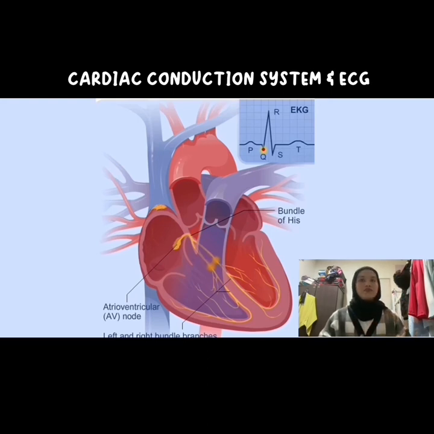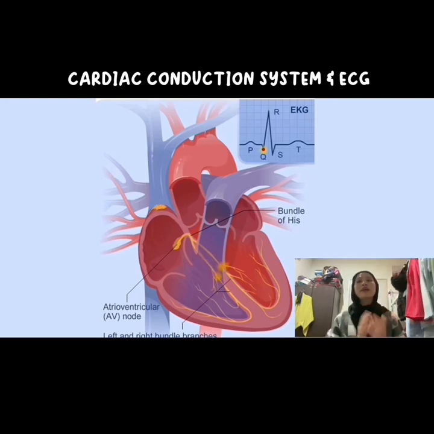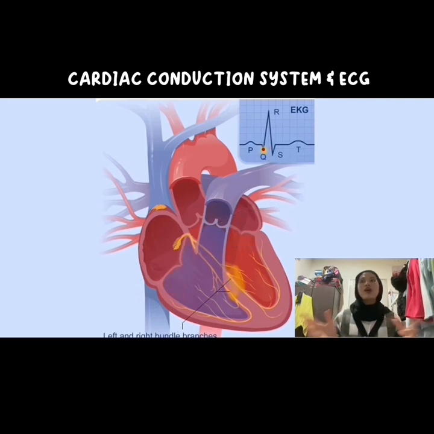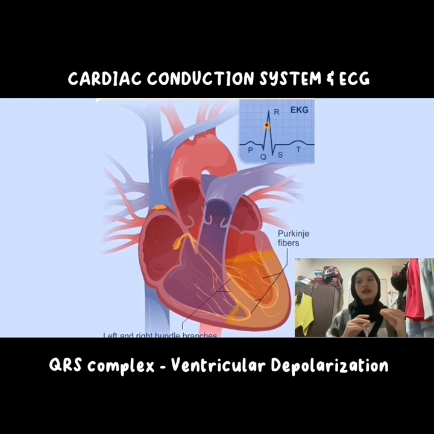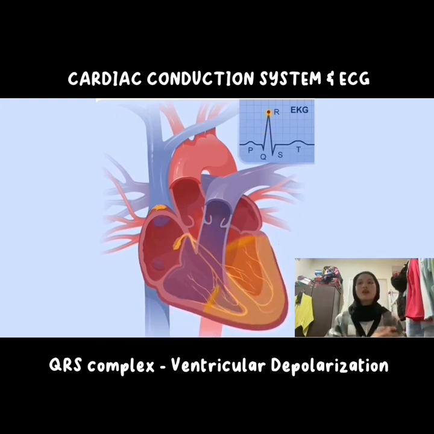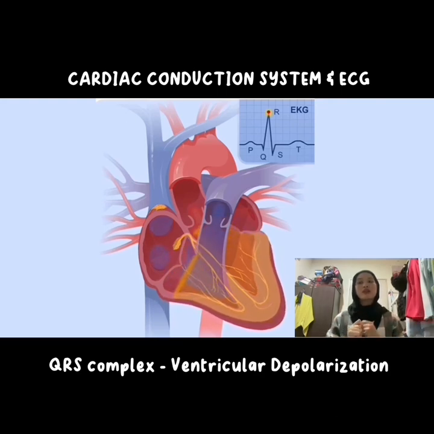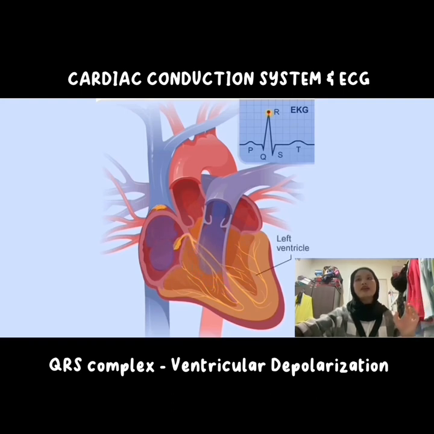From the bundle of His, the signal fibers divide into the left and right bundle branches. On ECG, this is represented by the Q wave. The signal then leaves the left and right bundle branches through the Purkinje fibers that connect directly to the cells in the walls of the heart's ventricles. The signal spreads quickly across the heart ventricles. As the signal spreads across the cells of the ventricle wall, both ventricles contract, but they are not contracting at the exact same moment.